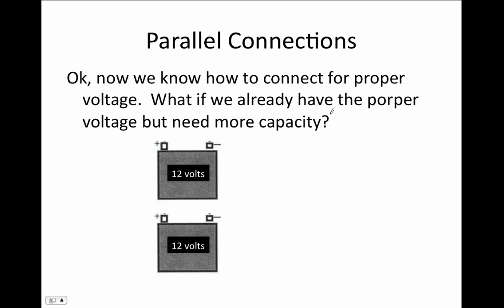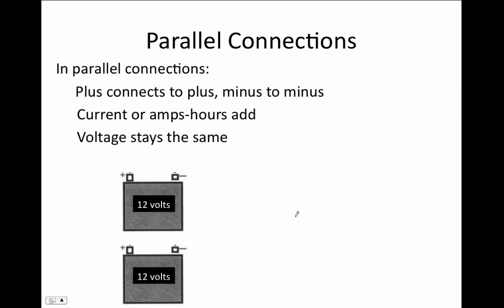And then the next thing we have to think about is what's called a parallel connection. What if you already have the proper voltage, but you need more capacity? So let's say you're building a 12-volt system, and one battery isn't enough storage. You need to connect two batteries. How do you connect those? Well, that's when we have to talk about parallel connections.